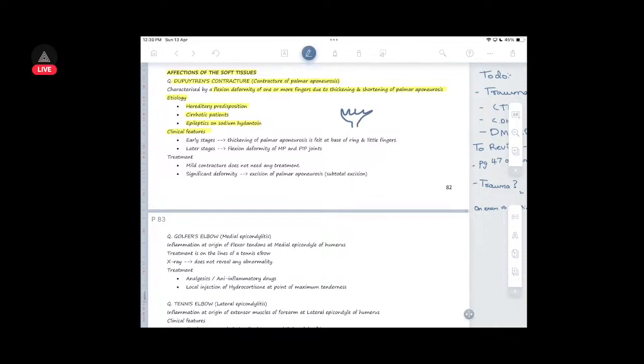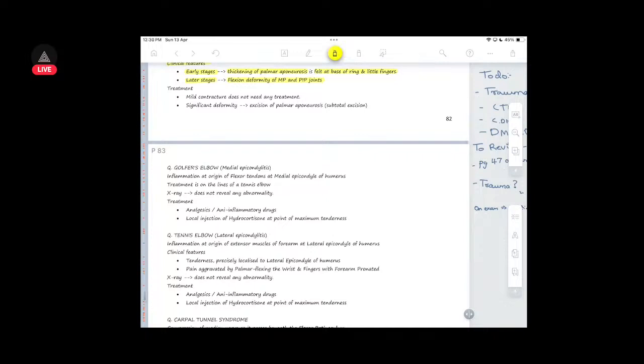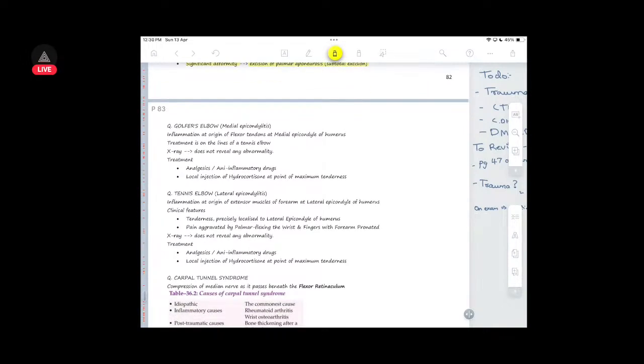Early stages, you will find thickening of palmar aponeurosis felt at the base of the ring and little finger. Later stages, you have flexion deformity of the metacarpophalangeal and proximal interphalangeal joint. Treatment: mild contracture does not require any treatment. Significant deformity, you have excision of palmar aponeurosis, subtotal excision.